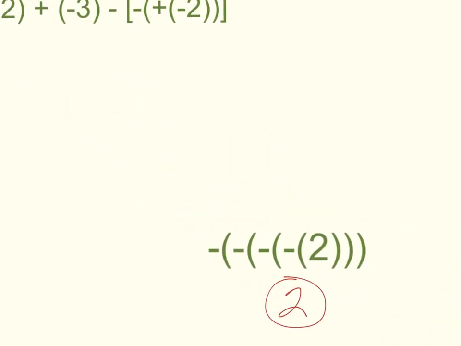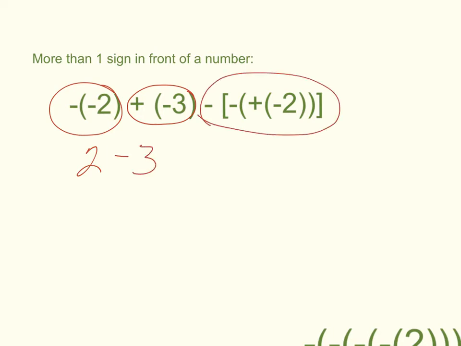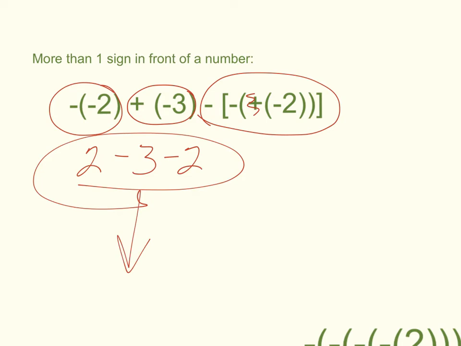Our last problem, we're going to simplify this. We're not going to solve it. We'll do that later. We have two negatives in front of the 2, which would make it an even number of negatives, which would give it a positive 2. We have an odd number of negatives in front of the 3, which is 1, so it would give us a negative. And then we have an odd number of negatives here, so we have a negative 2. This is now the problem that we can go ahead and start solving.